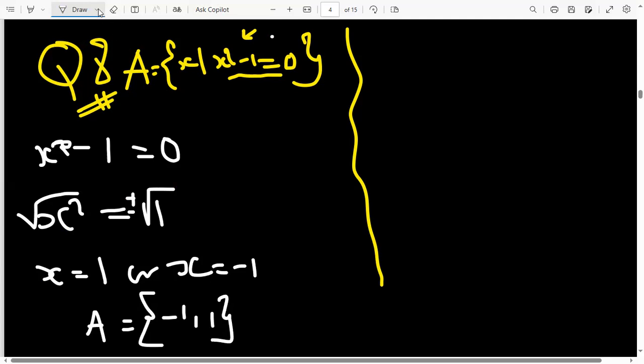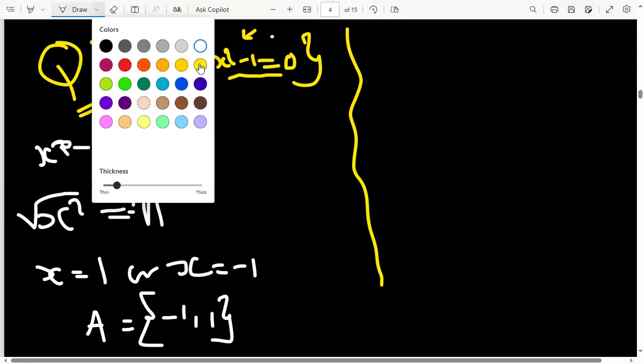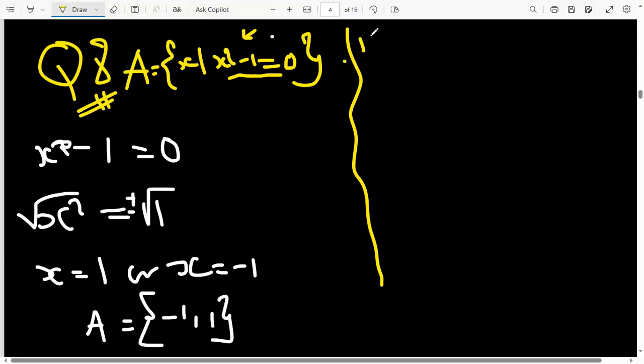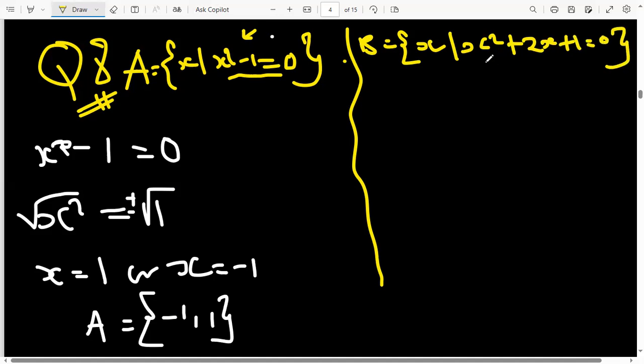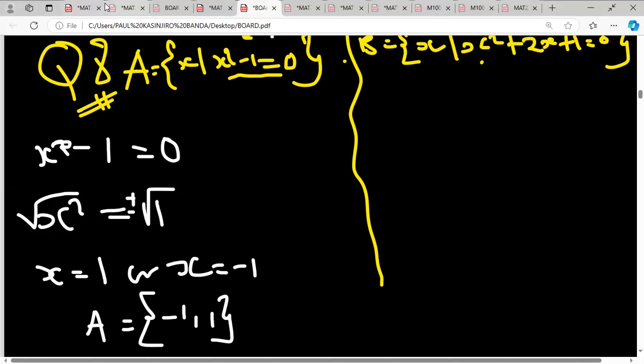And then let's find the other set, which we said was B. Set B was given as a set of all x's such that x squared plus 2x plus 1 is equal to 0. So these are quadratic equations.